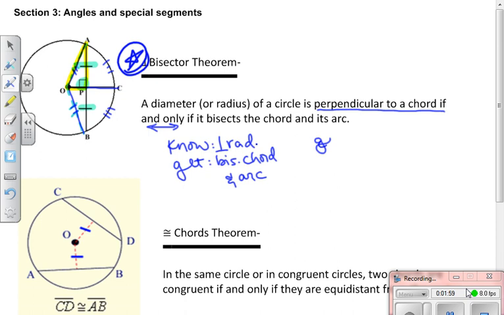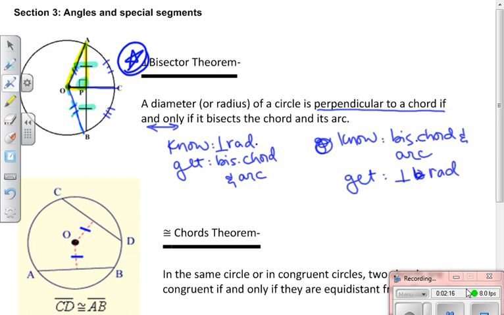If you know that you have a bisected chord and arc, then you get that you have a perpendicular radius. Okay. Very important theorem, something that gets used a lot.